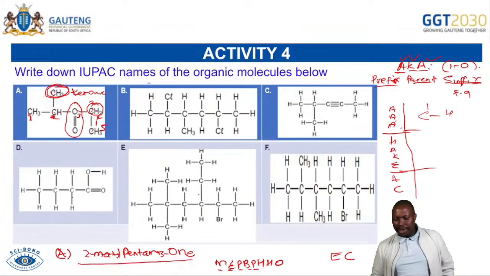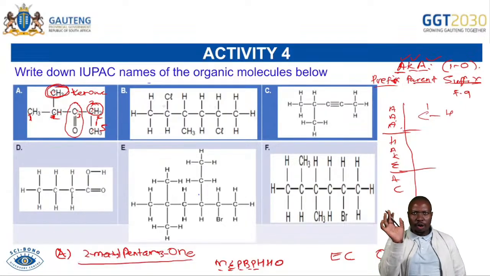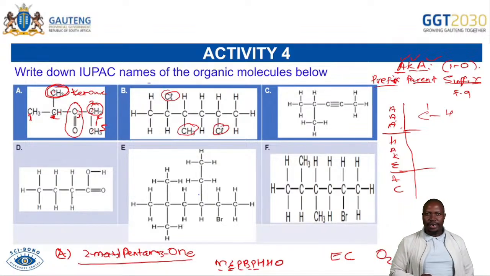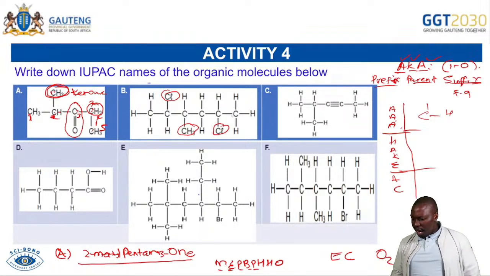Let's move to number B now. Again, you check: do you have any other functional group? That is the first thing you are looking for. Do you have a functional group? You look. Chlorine is not a functional group. It is a substituent. It is the same as methyl. They are all substituents. That's what I said during this lesson. So you are treating this also. Okay, this must be a haloalkane. We just have a halo, but this is an alkane. We agree, this is a haloalkane.